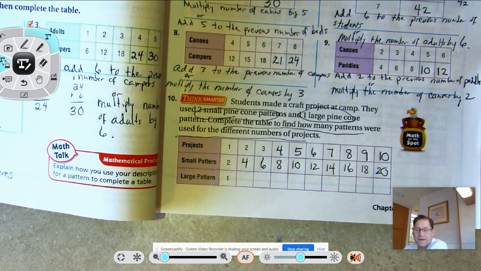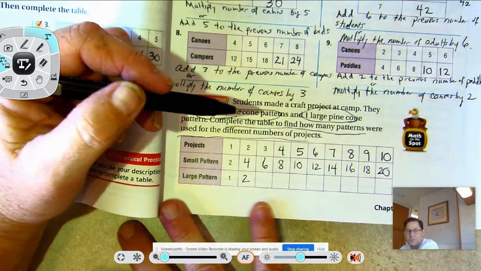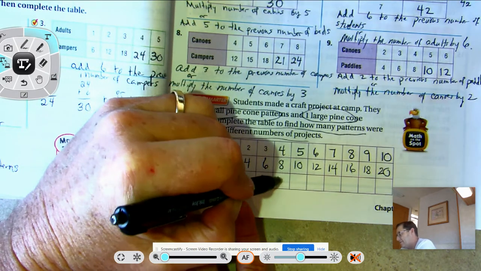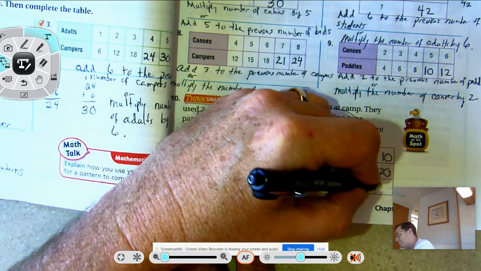Every project has to have 1 large pine cone. Well, in one project, I'd have 1 large pattern. In 2 projects, I'd have 2 large patterns, 3, 4, 5, 6, so on, right? Okay.